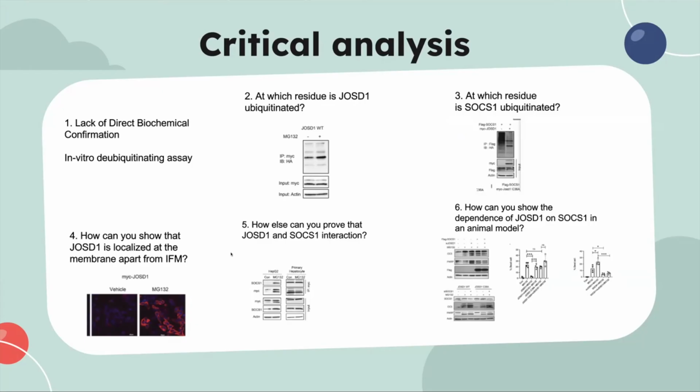Similarly, in SOX1. The paper also shows how JOS1 is localized at the membrane using immunofluorescent microscopy, but can also be shown via subcellular fractionation. And for the fifth improvement, you can also show that they interact by using immunofluorescence microscopy. Lastly, the authors have shown the dependence of JOS1 and SOX1 in vitro, but not in animal models, also known as an in vivo model.